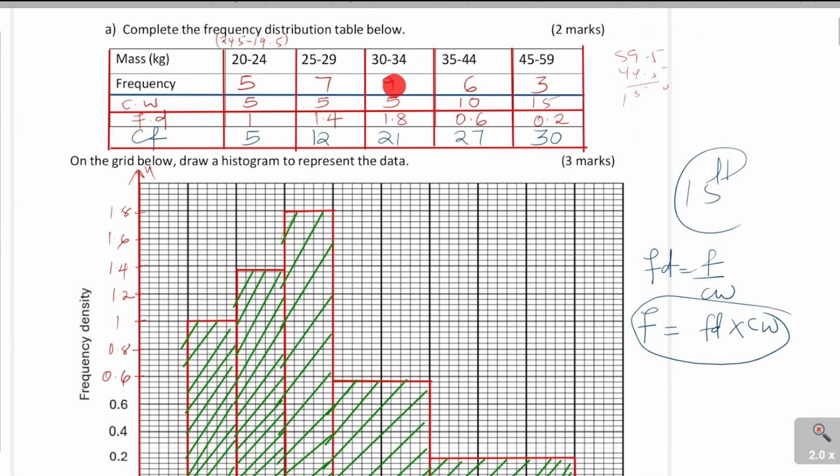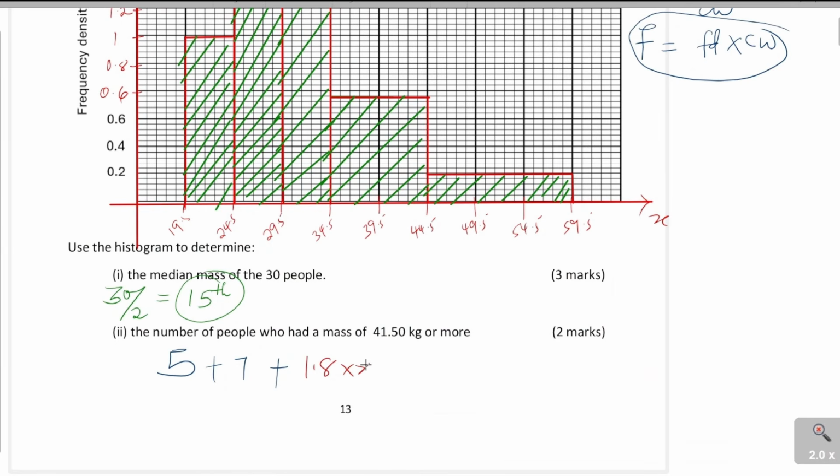We don't have that class width. That is what we want to get. So we can let the class width be a value like x. This will give us the frequency that, when we add it to 5 and 7, gives 15. So 12 plus 1.8x is equal to 15. So 1.8x is equal to 3.